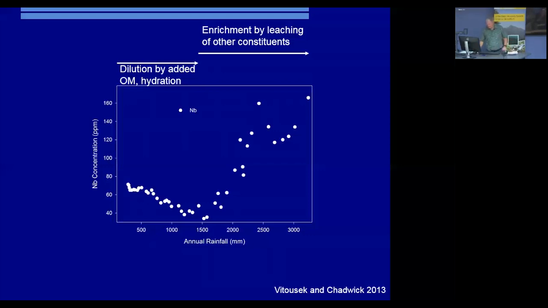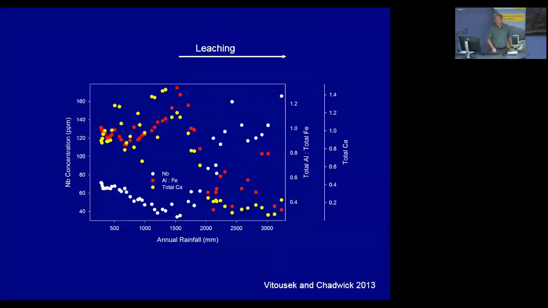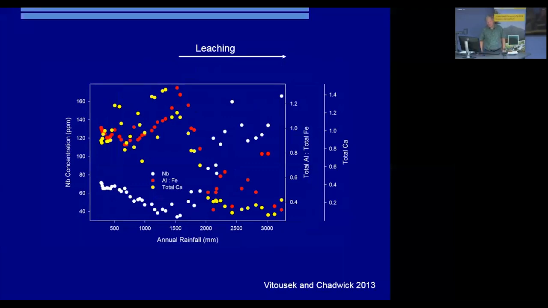We've also looked at a number of other aspects of soils over many years. I'm showing here just two of those measurements superimposed on the niobium. The red is the ratio of total aluminum to total iron. And as you can see, when you reach that threshold where leaching begins, you lose aluminum relative to iron. You go from a ratio of around 1 down to a ratio of about 0.4, very systematically with a striking threshold between them.